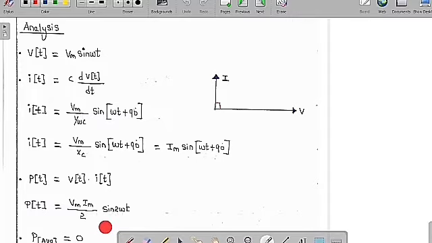Because of that, we can say that the average power consumed by the capacitor is 0. It means for half of the time period it absorbs energy, and for the remaining half it delivers energy. So in the net one time period, the power consumed by the capacitor is 0.